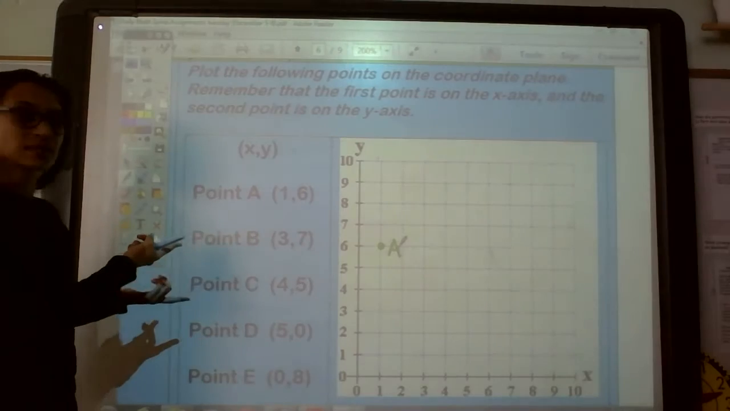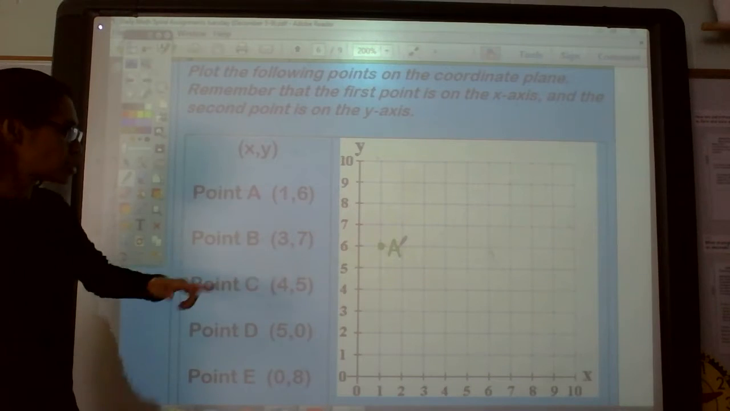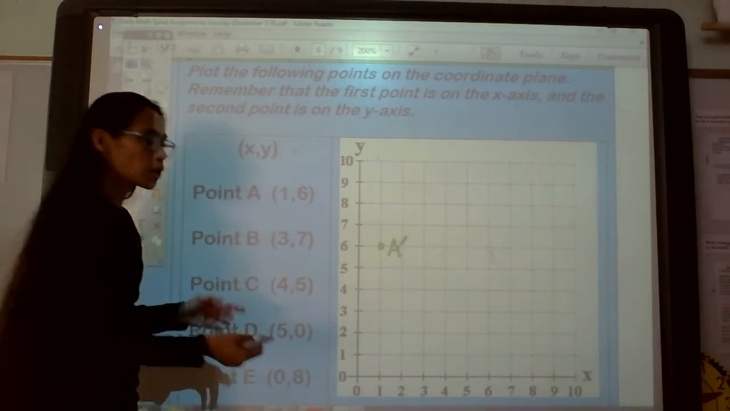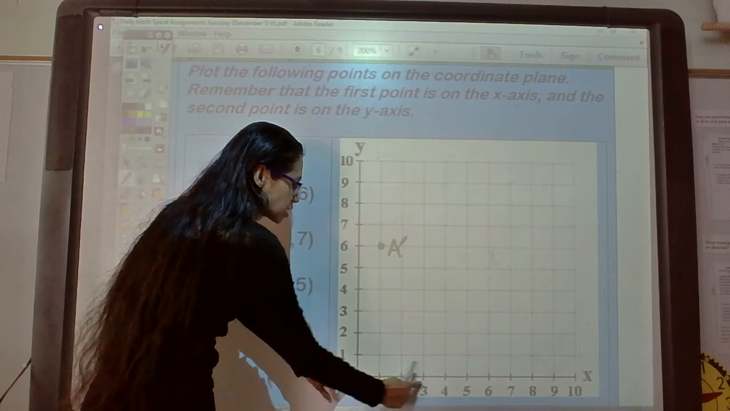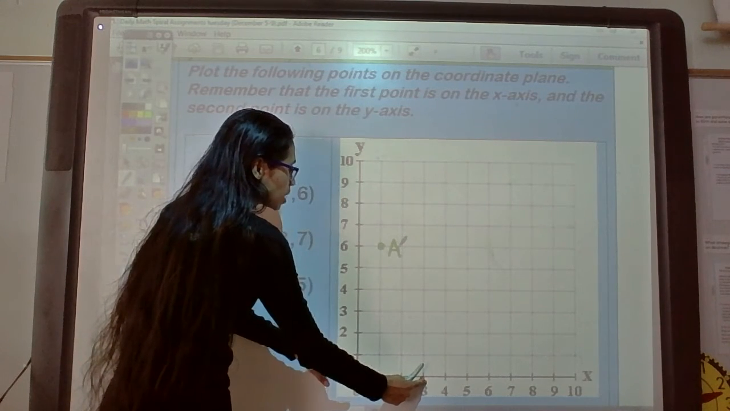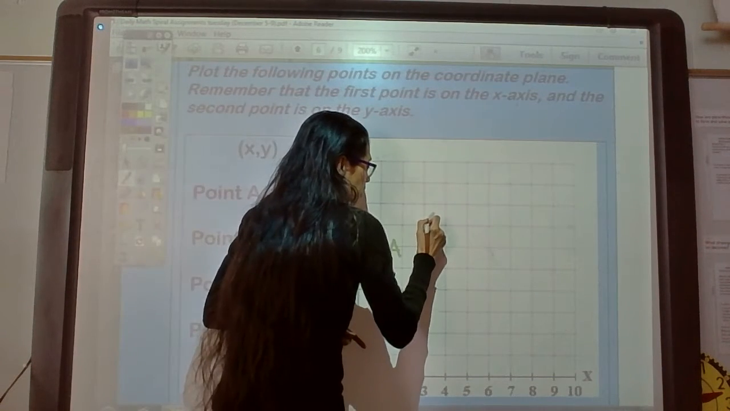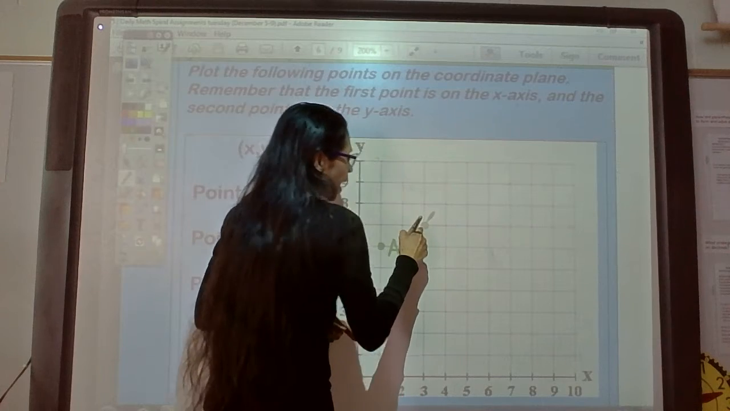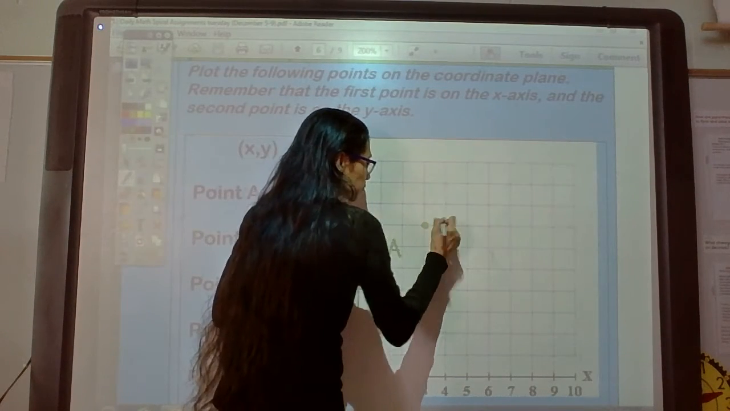Let's look at point B. Point B, the coordinates for that are 3, 7. So where do we start? At the origin, right here, 3 to the right, we go 3 on the X, right there, and 7 goes up, right there on the Y axis. And let's label that B.